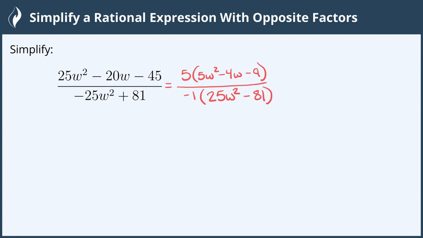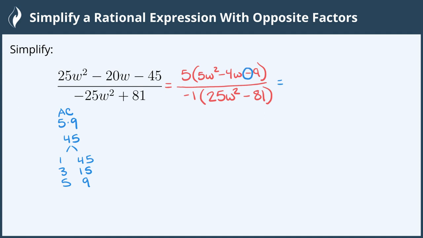All right, now that we've factored out the greatest common factor in the numerator, we're going to have to use the AC method. So I'm going to come down here and we'll do the AC method for the numerator. The A is 5 and the C is 9. 9 times 5 is 45. And all the factors of 45 are 1 and 45.